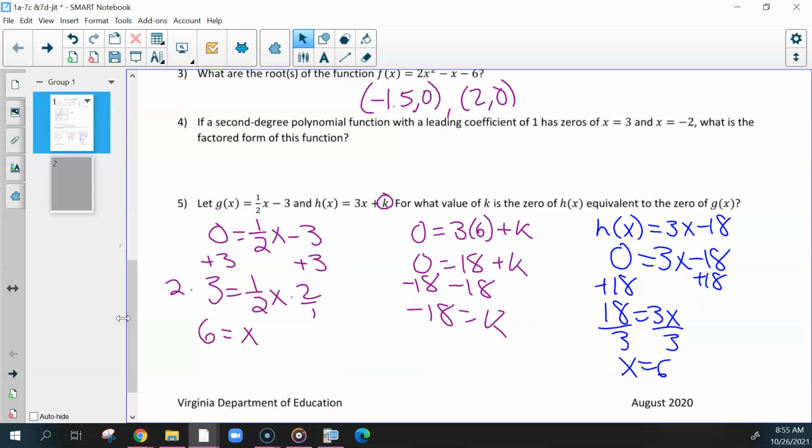So I'm going to talk through number 5, because I know that one was a little confusing. What it wanted was for these two equations to have the same x-intercept. So to do that, I took this first one, the g of x, and I found my x-intercept. You could have done that by hand or in the calculator. So I found my x-intercept to be 6. I'm going to write that as an ordered pair.